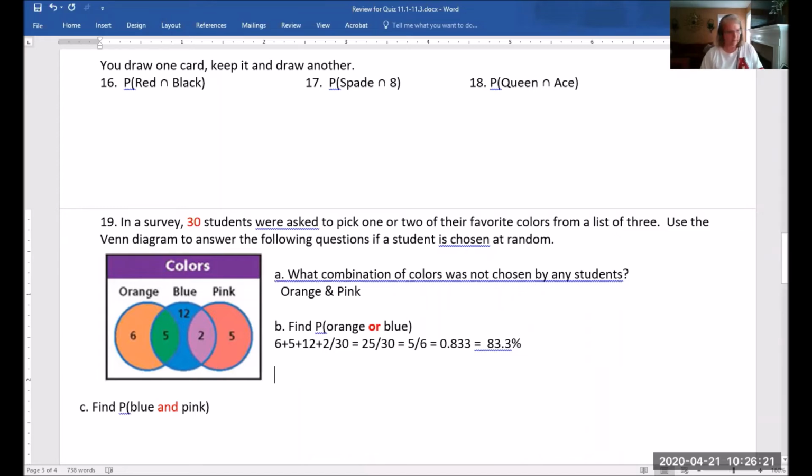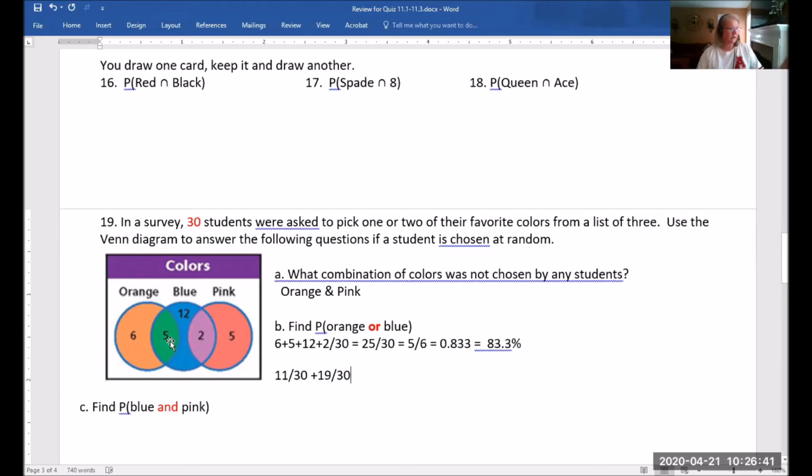That would be 11, right? Because 6 plus 5 is 11 over 30. We're going to add to it the other circle. So this circle over here, how many does it have in it, y'all? The blue circle. How many are in that whole circle? Don't we have to add 12 to 5 to 2? So that's 14 plus 5, that's 19, right?